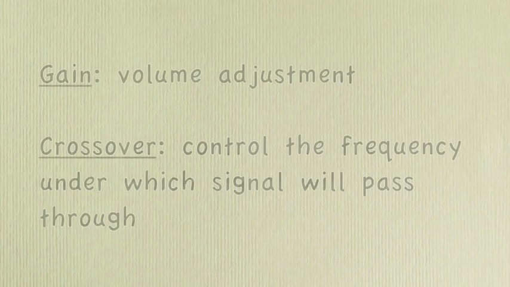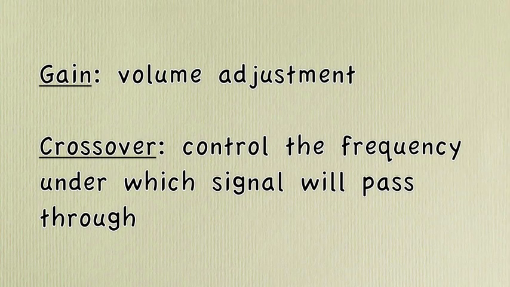The 2 most important settings to look for are gain and crossover frequency. The gain can be used for volume adjustment, while the crossover settings control the frequency under which signal will pass through.